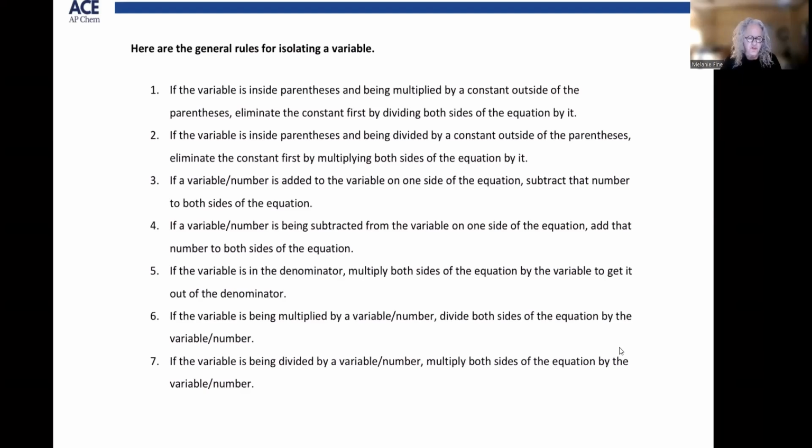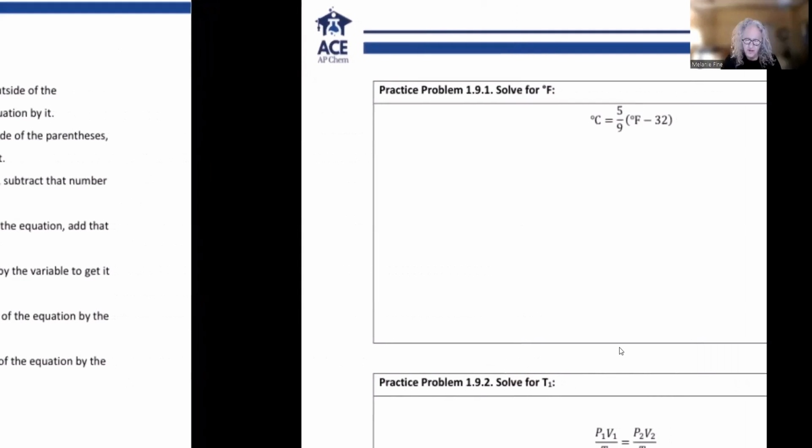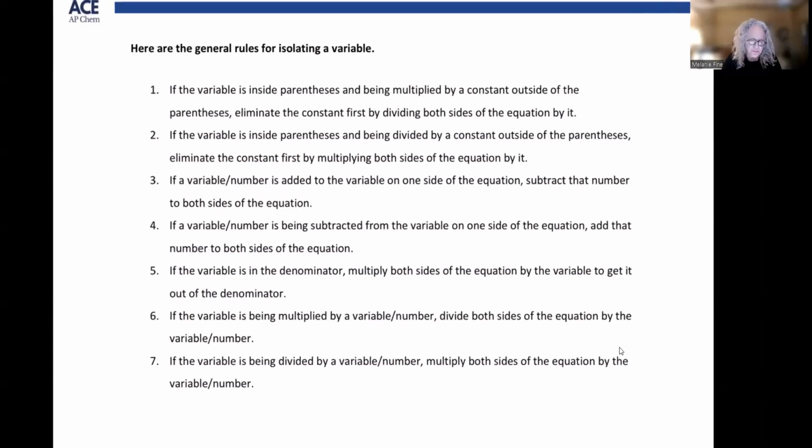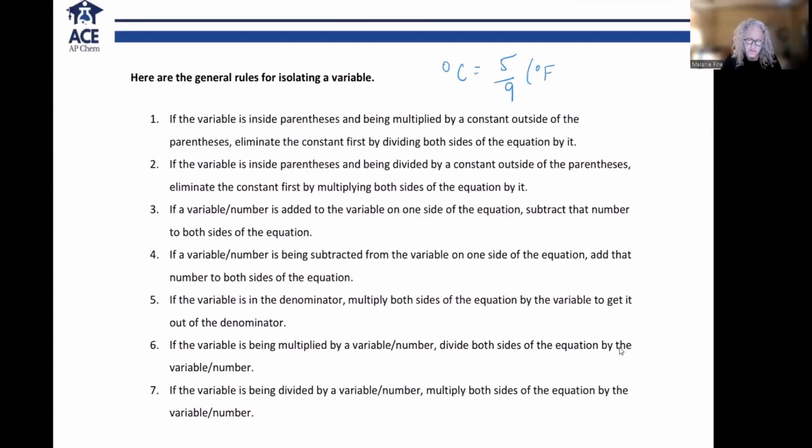So here are the general rules for isolating a variable. If the variable is inside parentheses and being multiplied by a constant outside of the parentheses, you first have to eliminate that constant by dividing both sides of the equation by it. I'm going to use this equation: degrees Celsius is 5/9 of degrees Fahrenheit minus 32. I don't remember these equations. That tells you how often I use it and how often we use it in chemistry, which is not very often, but okay.